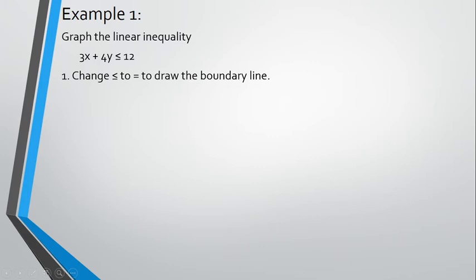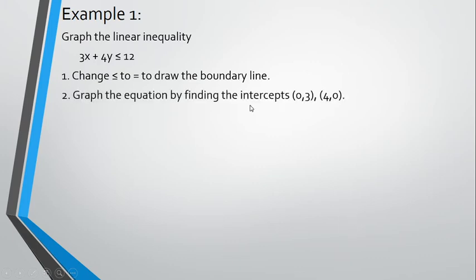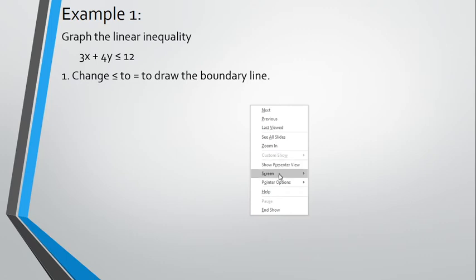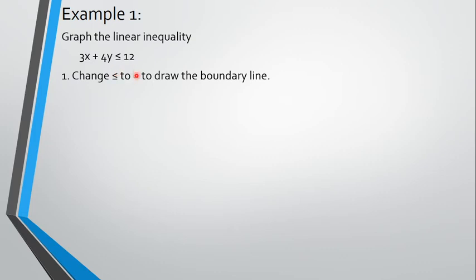Now, first, graph the linear inequality 3x plus 4y is less than or equal to 12. Now, first step, change the less than or equal to sign to an equal sign. We must change it to draw the boundary line. Okay? So in the case of linear inequalities, that is what we call the boundary line. So just simply change the inequality symbol to an equality symbol.